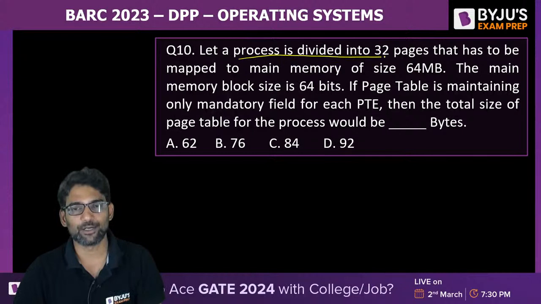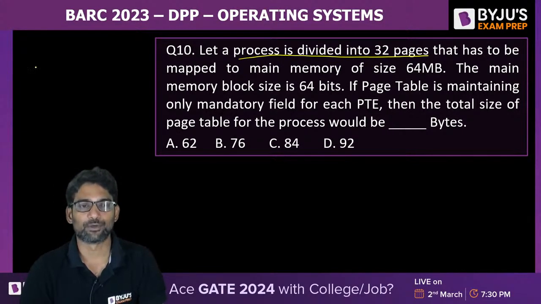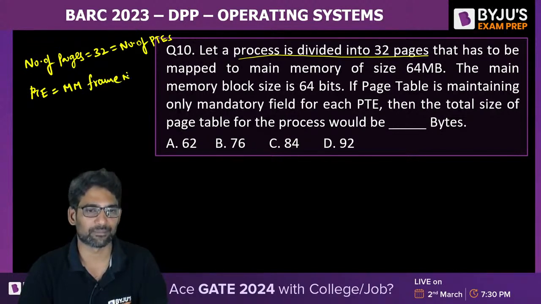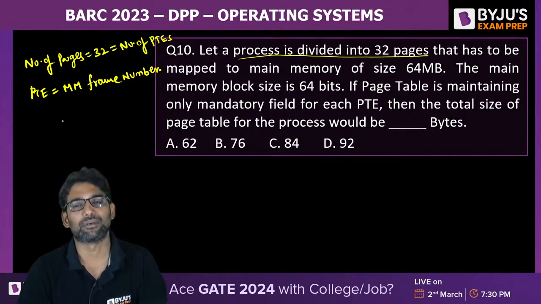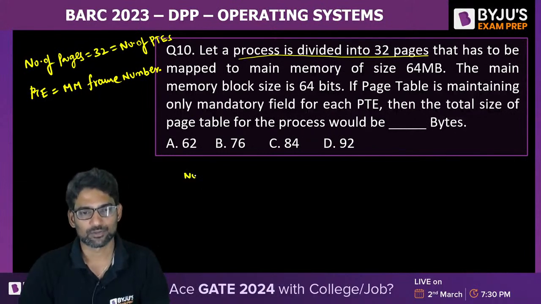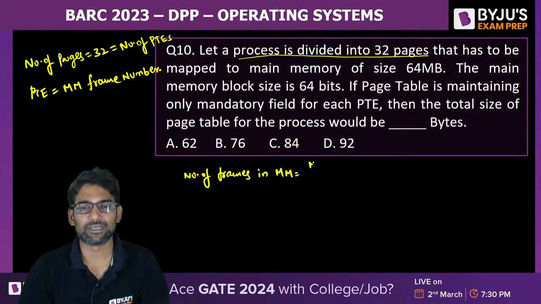Process is divided into 32 pages. So, number of pages is 32. So, this would be the number of page table entries also. Now, each page table entry is maintaining only the mandatory field, that is the main memory frame number. How many bits for the frame number? Not given. But we are given main memory size and block size. So, the number of frames in the main memory would be main memory size divided by frame size or block size.